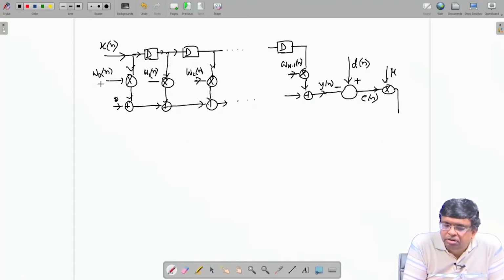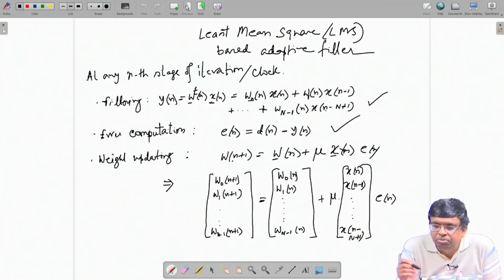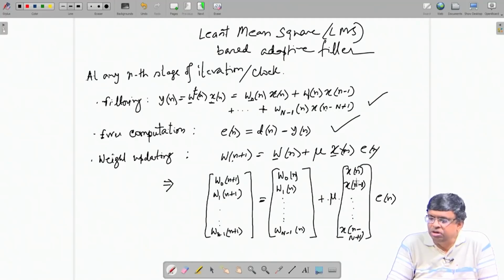Now, I have to generate W0 n plus 1, W1 n plus 1, W2 n plus 1 and hold them in flip flop and they are released in the next cycle, right. How to generate W0 n plus 1? So, we come back to the previous equation, previous page. W0 n plus mu e n into x n. W1 n plus 1 is W1 n plus again mu e n into x n minus 1, so on and so forth.